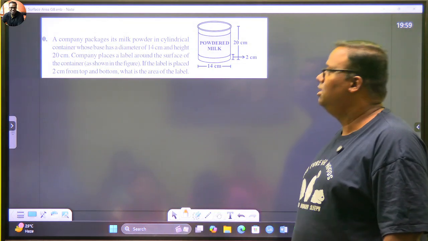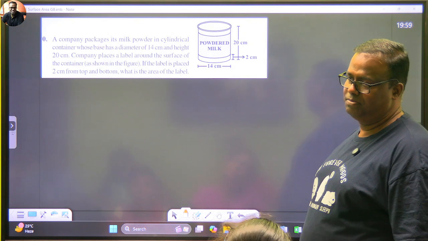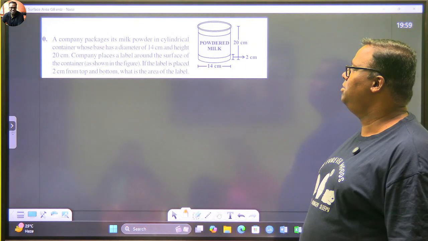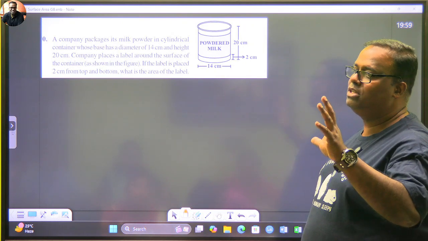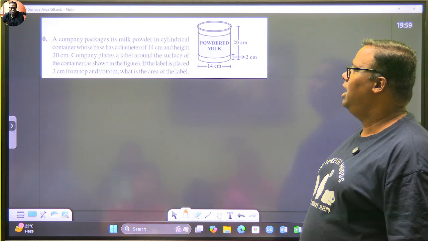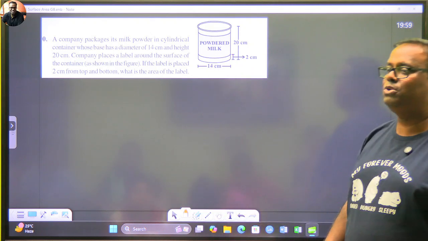Baby food. A company packages its milk powder in cylindrical container, something like a Nestle Milkmaid, okay, whose base has a diameter of 14. पहले problem समझो. We have a base whose diameter is 14. That means we have the radius also, right? And company places a label around it. The company is also putting a label around it.